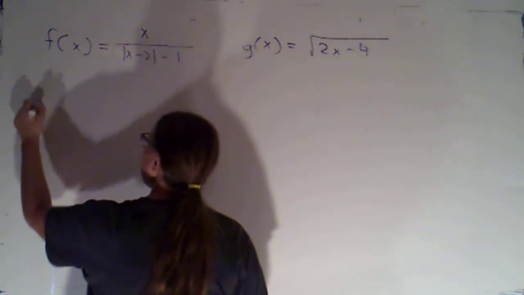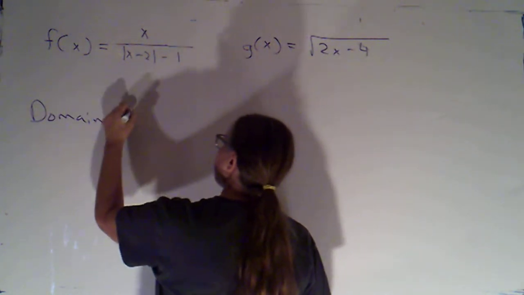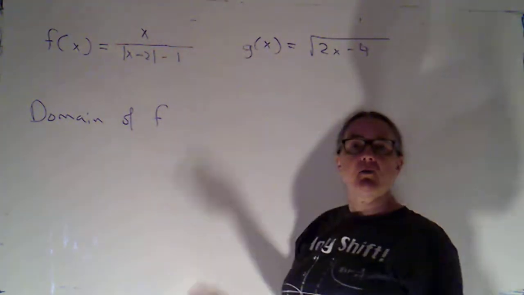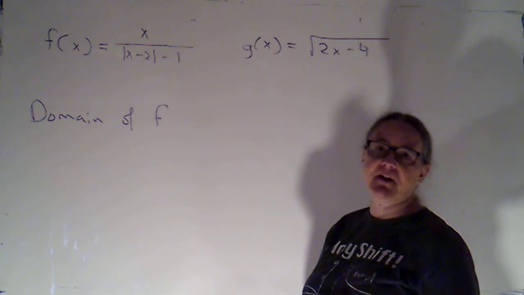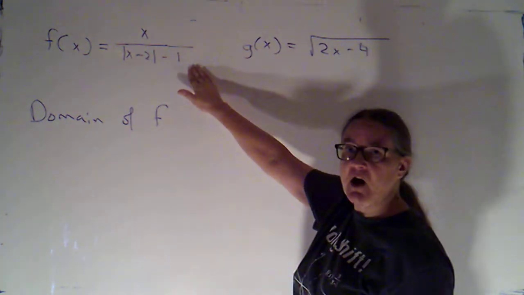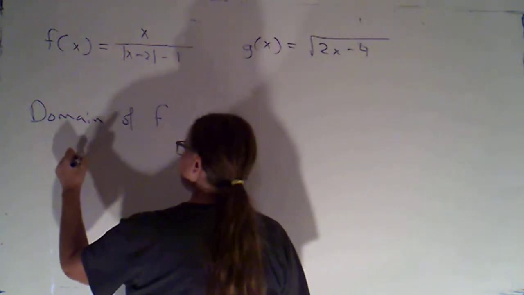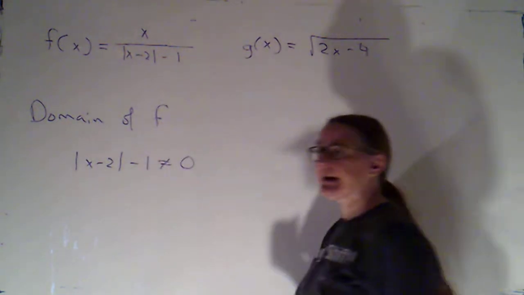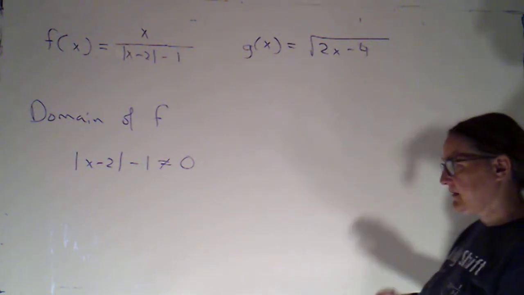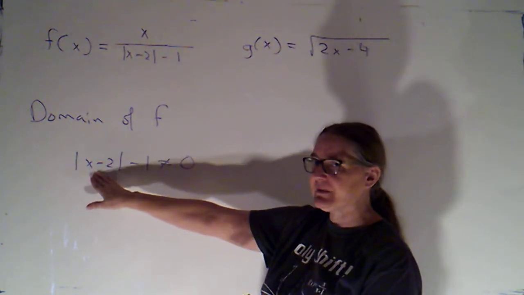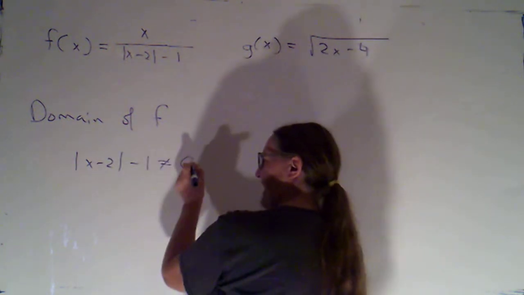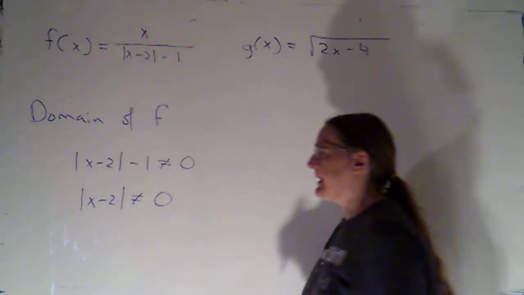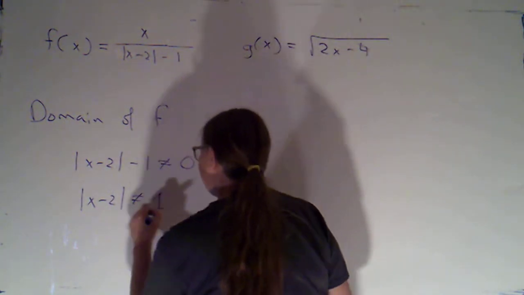So if I look for the domain of f, I notice that f is a fraction, and a fraction is just a division problem, and we always have the rule that we cannot divide by 0. So whatever I've got on the bottom is not allowed to be 0. So I've got the absolute value of x minus 2, minus 1, can't be 0. Now in solving this, remember I want to isolate the absolute value first. So I'm going to add that 1 over and say the absolute value of x minus 2 cannot be 1.